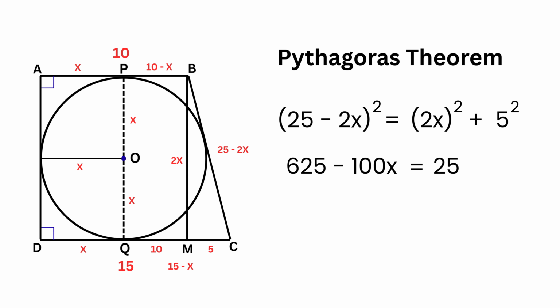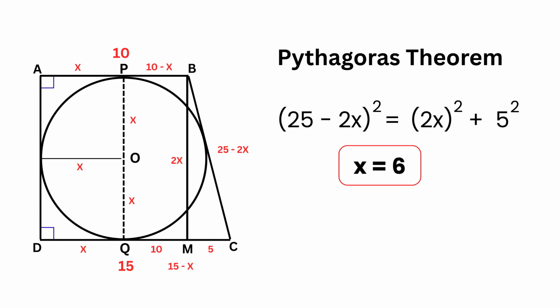Now, move 25 to the left side and move 100x to the right side. This gives 625 minus 25 equals 100x, or 600 equals 100x. Finally, divide both sides by 100. We get x equals 6. This means the radius of the circle is exactly 6 units. And that is it.